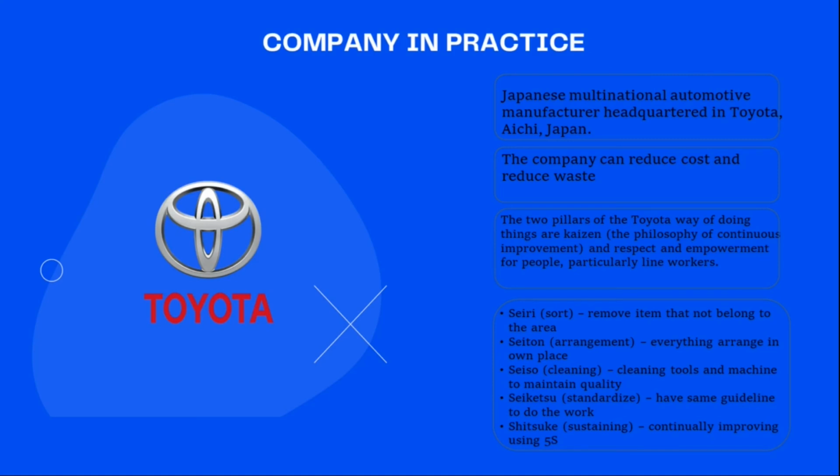Fourth is Seiketsu, standardized. In the Toyota, every employees have the same guideline to perform their work. And fifth is Shitsuke, which is sustaining, means continually improving using 5S. Okay, so the company, while they are implement Kaizen costing, they can reduce costs and reduce waste. This will lead to the increase of the profit for the company. That's all from us. Thank you.